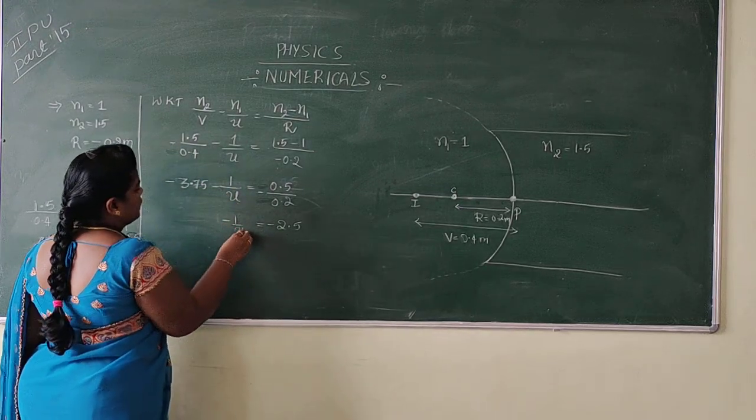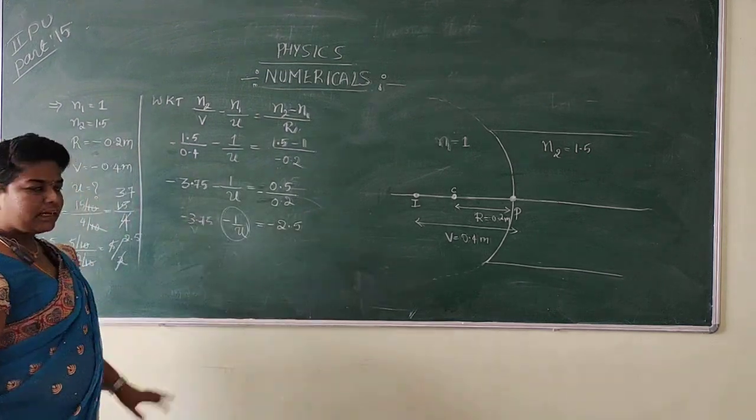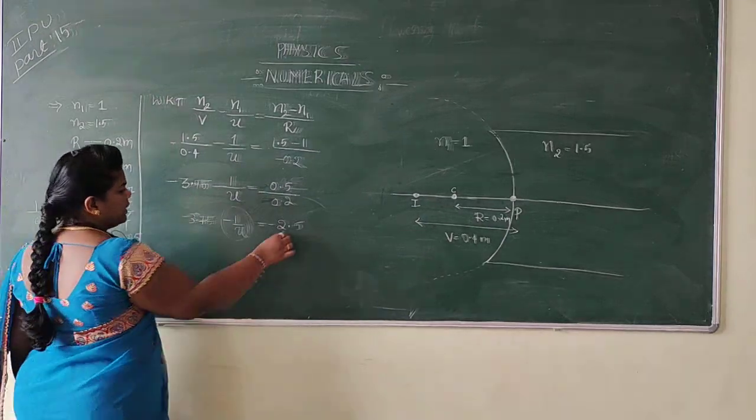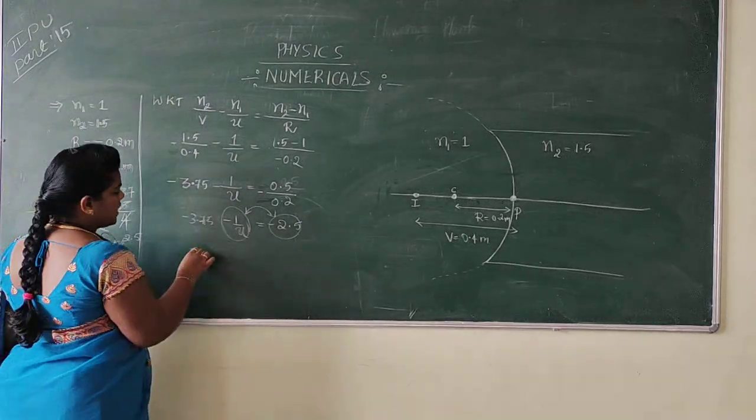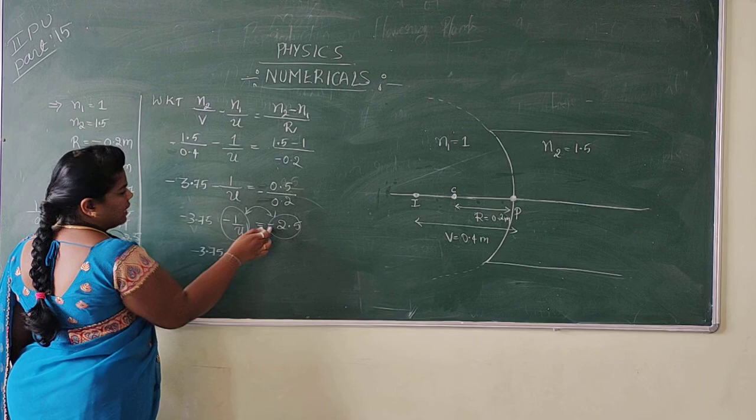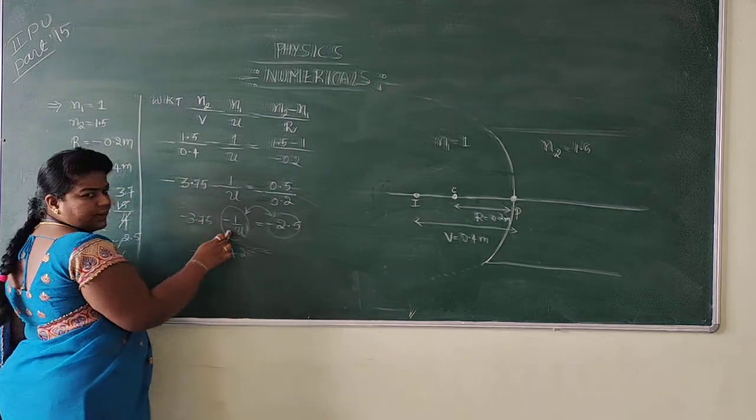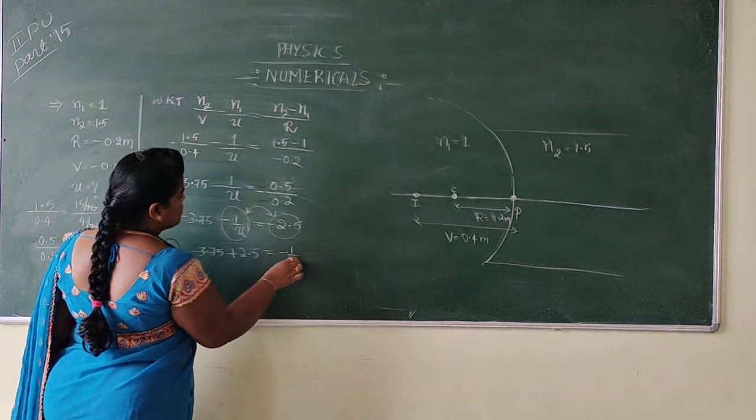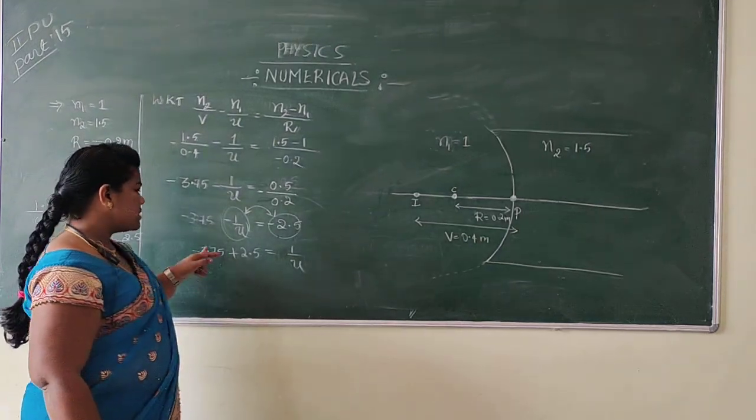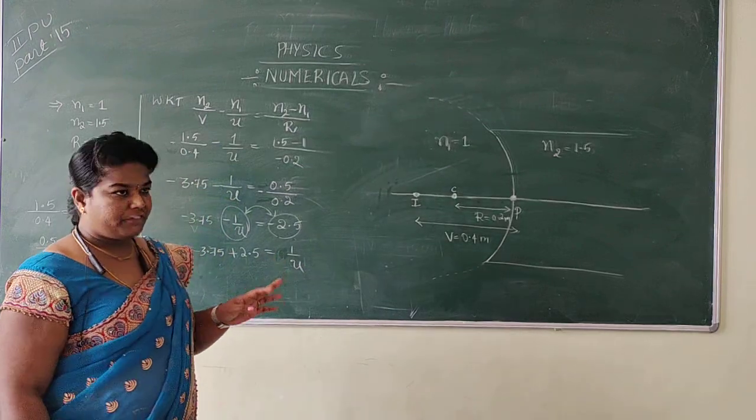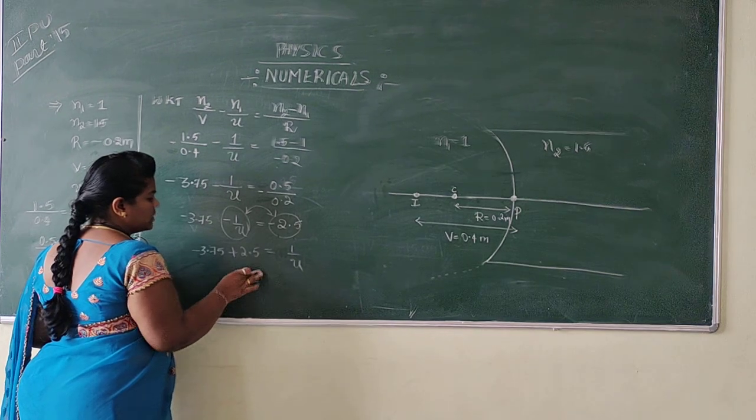Here we have minus 1 by u, and here minus 3.75. What do I need? I need u. So let us interchange the terms. Here we have minus 3.75. Here minus 2.5 comes to this side as plus 2.5. Equals minus 1 by u; shifting it, it becomes plus 1 by u. See, minus 3.75 plus 2.5. So how much will you get? 1.2.